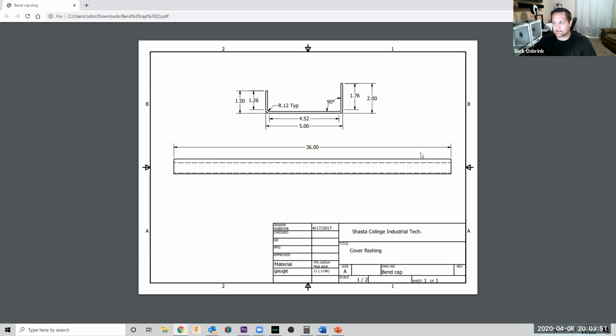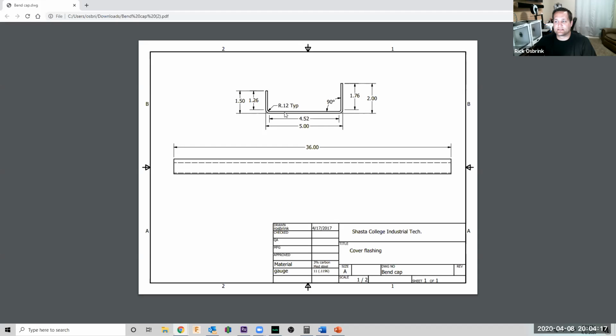Now, obviously, this 36 inches or 3 feet is going to stay consistent, right? We're making this part 3 feet long. So this isn't going to change at all. But this contour right here is where we're going to apply our bend allowances. What we need to remember is bend allowances are leg lengths plus bend allowances. Bend deductions are flange lengths minus bend deductions.